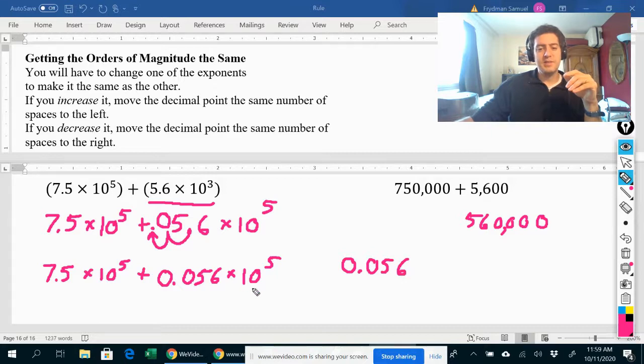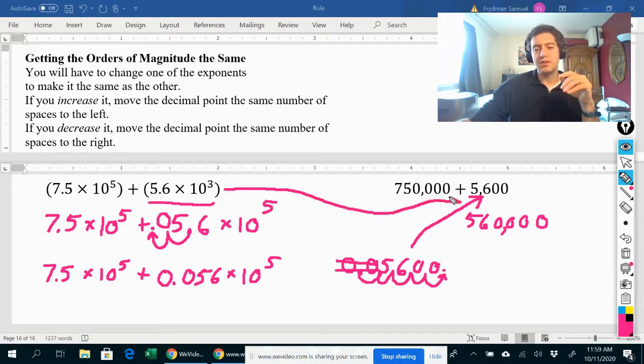0.056 times 10 to the 5th, we need to move this 5 spaces to the right. 1, 2, 3, 4, 5. And then the new decimal would be here, and we get 2 zeros in here, and then we don't need to worry about these zeros in front anymore. So yeah, we do actually get the same value as this one.